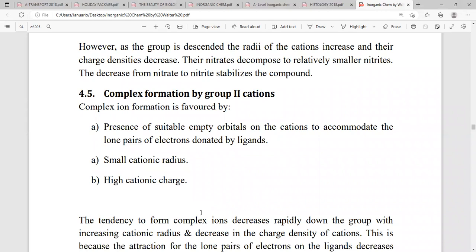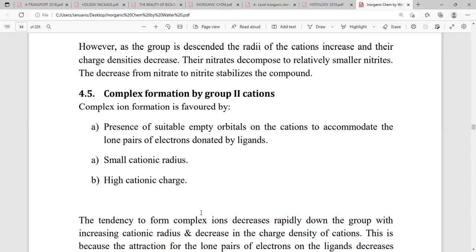For you to form a complex, the cation must possess empty orbitals that will accommodate the lone pairs of electrons that will be donated by the ligands. So these other compounds that are going to form a complex with a metal, we call them the ligands. The ligand comes and donates the lone pairs of electrons, and for the metal to form that complex, it must have the empty orbitals. We shall look at complex formation under transition metals.